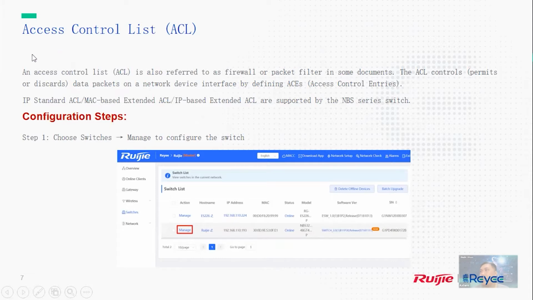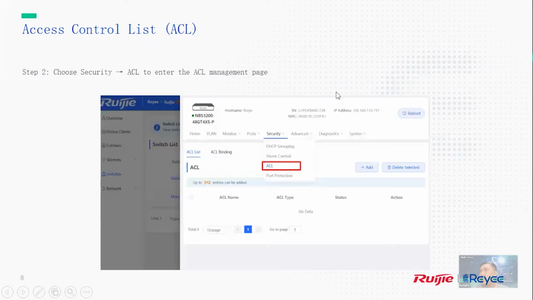And then next, we move to the ACL. For our MBS Reyee switch, we support ACL. We can create an ACL for our switches. We can base it on the IP standard ACL, or we can base it on the MAC-based ACL. How are we going to configure the ACL easily? We just need to log into our switches and click on Manage. Once inside the switch, we go to Security, ACL.